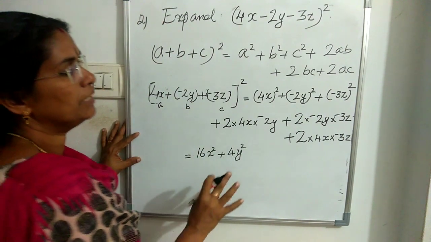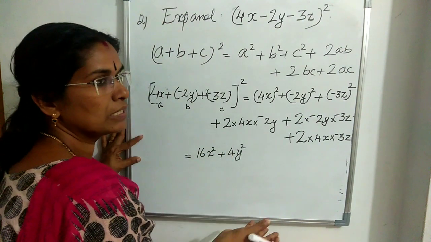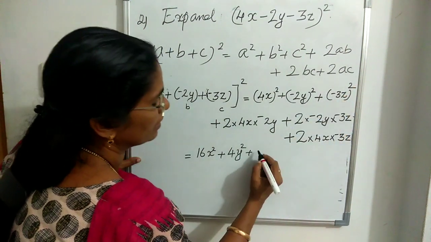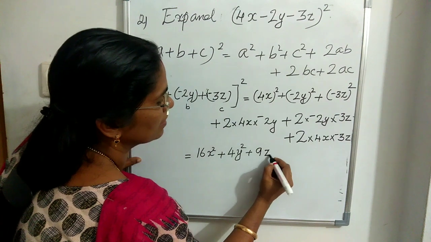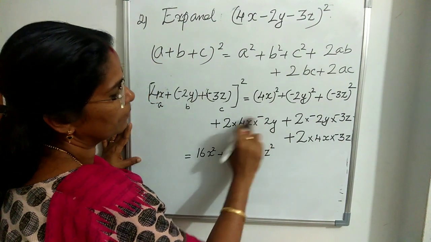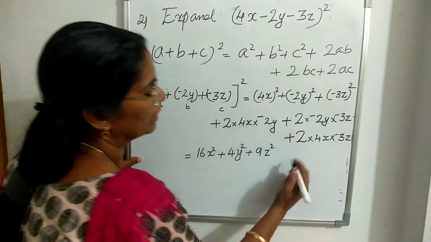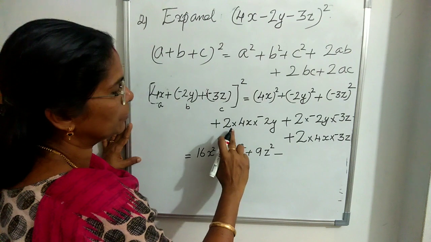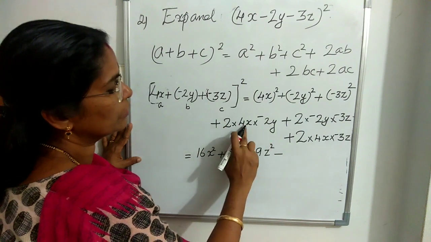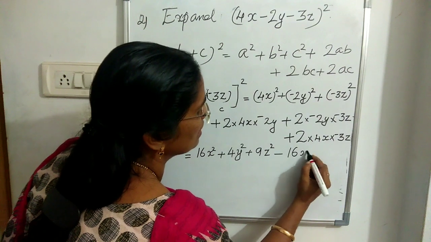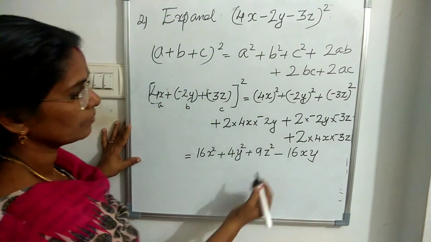Always a square term means positive. If it is negative or positive, the answer is positive itself. Minus 3z squared is 9z squared. Now here plus and one minus is there. Plus and minus multiplied, we will get minus itself. Now the numerical terms you have to multiply: 2, 4 and 2. 2 4s are 8, 8 2s are 16. So 16xy.